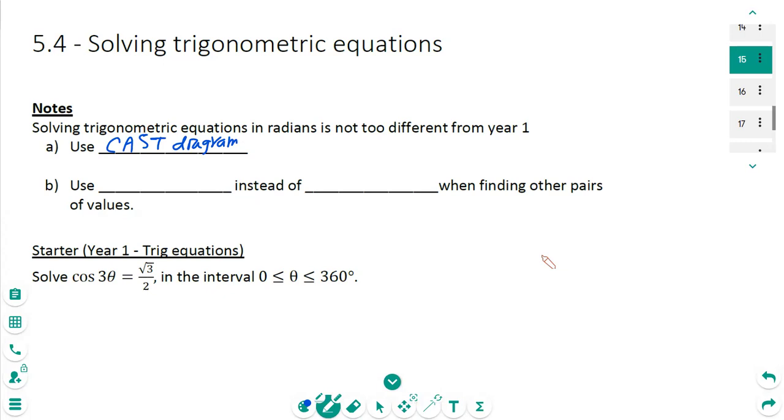Next one, part B, we can use radians. We know a full turn is 2 pi radians instead of 360 degrees. So it all works the same when finding other pairs of values. It all works the same, but it's just in radians. So slightly different.